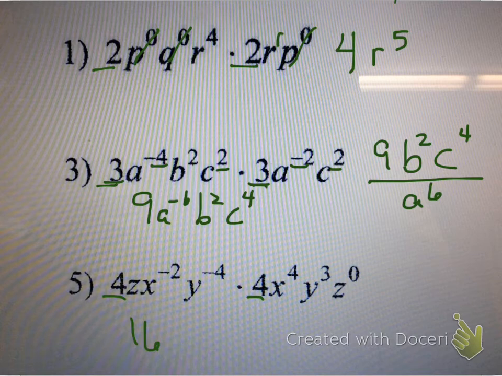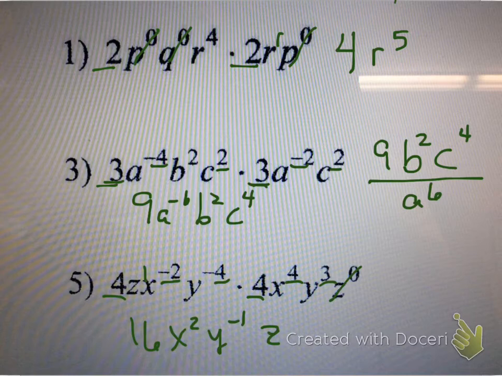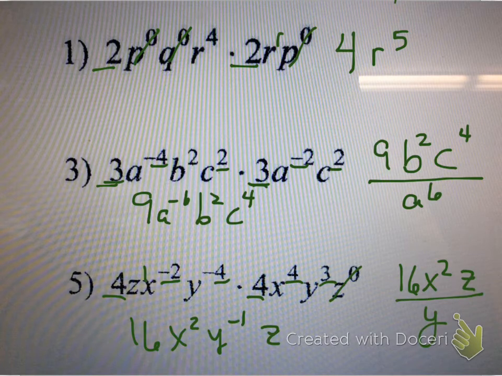So the next one, 4 times 4 is 16. Okay, then I'm going to work with the x's. So -2 plus 4 is 2. Then the y's, -4 plus 3 is -1. And then I don't need the z to the 0, but I do have a z to the 1, so that's z to the 1. So again, rewrite everything. The y needs to go to the bottom. And there you go.